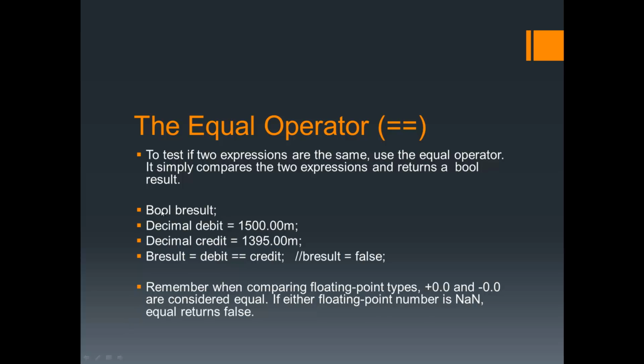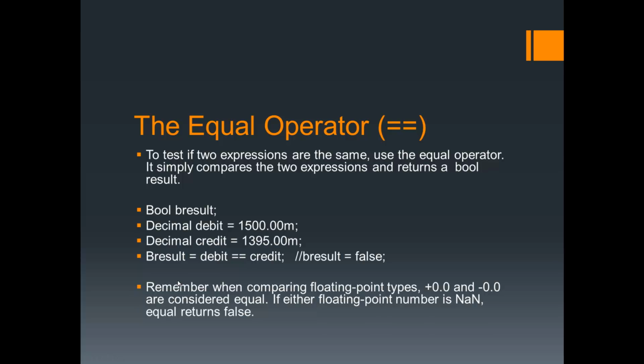As you can see here, we have a couple of variables. We have a bool, which is our B result. We have a couple of decimals, one set to 1500 and the other one set to 1395. And we're setting our B result equal to whether our debit is equal to our credit. We know that our debit is not equal to our credit, so we're going to return a false there, because they are not equal.